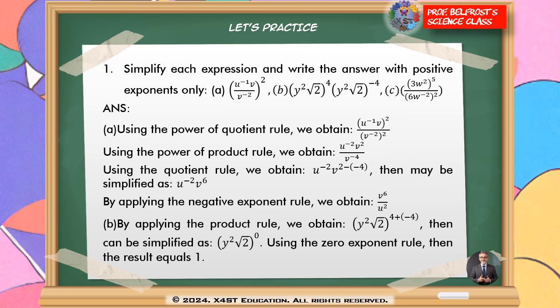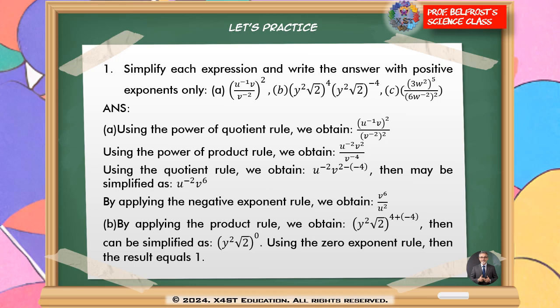Now let's practice some. First is to simplify the expression and write the answer with positive exponents only: A, B, and C. Okay, so I want you to take a screenshot and review it by yourself, because I can't explain one by one, as there are many rules that you need to review. You just pause this video and go back to the timestamp that I've given to see if you have understood the concept or not.